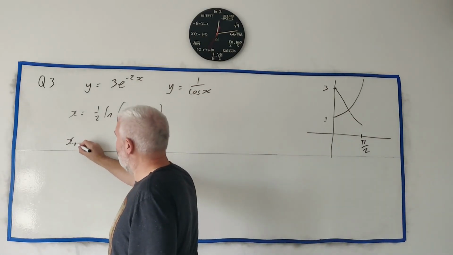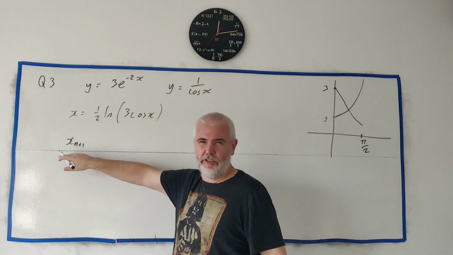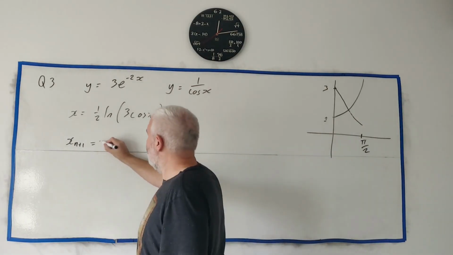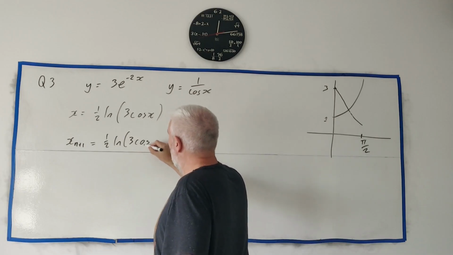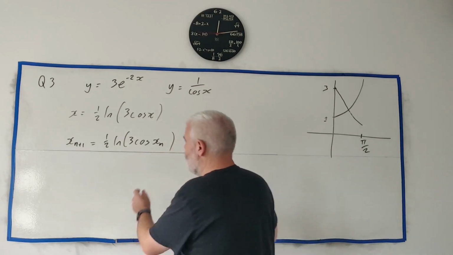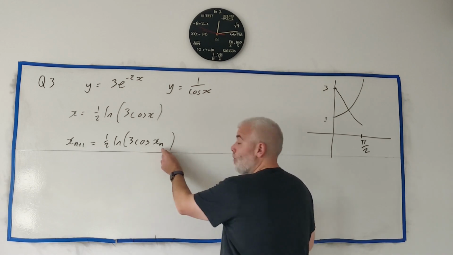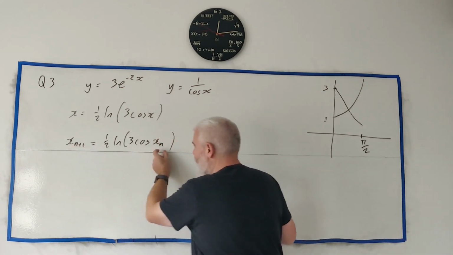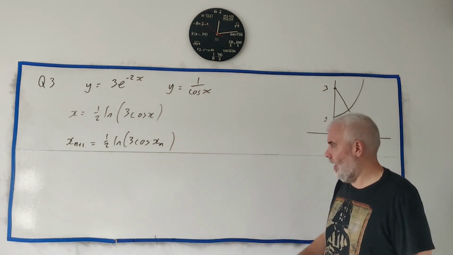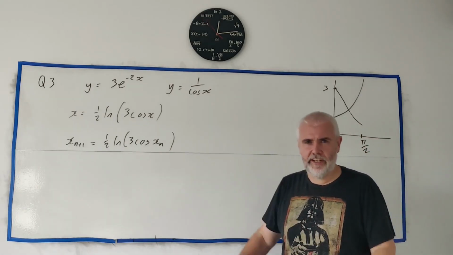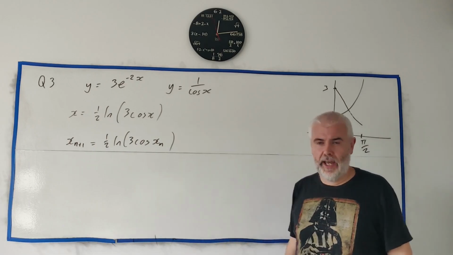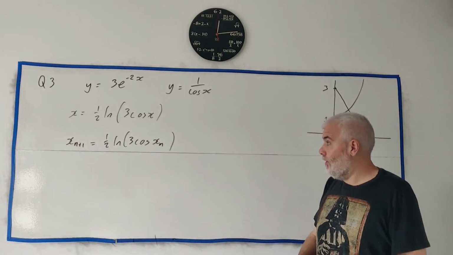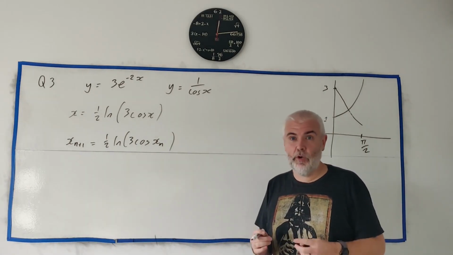So you just need to change this ever so slightly. It just becomes x(n+1), or sometimes some people use xn here, is equal to a half natural log of 3 cosine xn. Again, some people use xn and x(n-1). I just use n+1 and n. Just a slight difference. Either is an iterative formula. That's the first thing they want you to do. I think they'll probably give you a mark just for doing that.